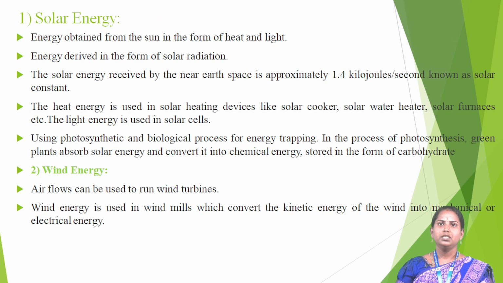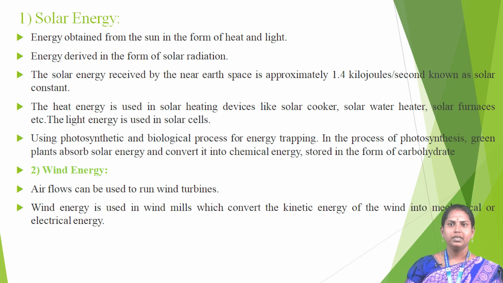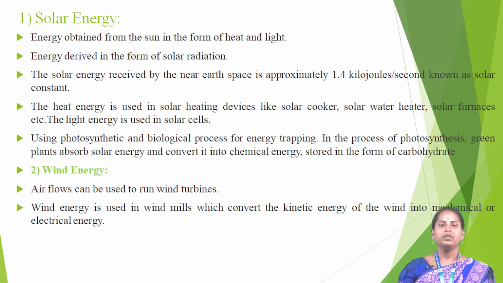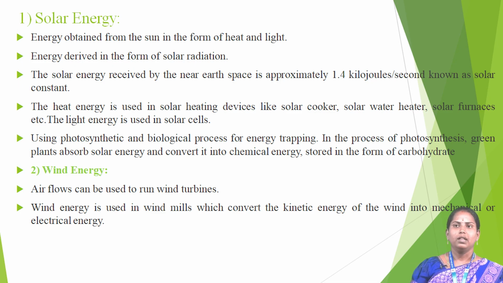Solar energy. Energy obtained from the sun is a form of heat and light. Energy derived in the form of solar radiation. Solar radiation received by the Earth's surface is approximately 1.4 kilojoules per second per square meter, known as the solar constant. The heat energy is used in solar heating devices like solar cooker, solar water heater, solar furnace, etc. The light energy is used in solar cells. Using photosynthesis as a biological process for energy trapping, green plants absorb solar energy and convert it to chemical energy stored in the form of carbohydrates.